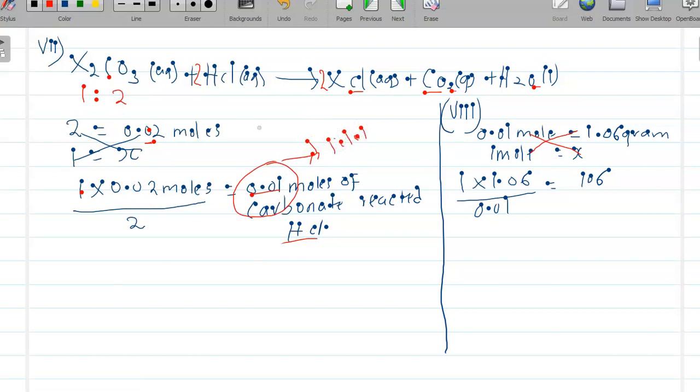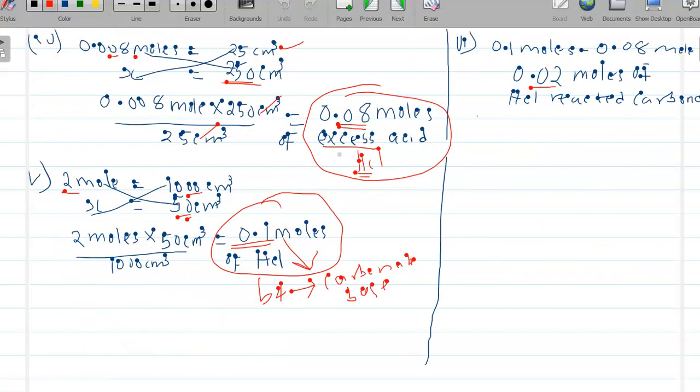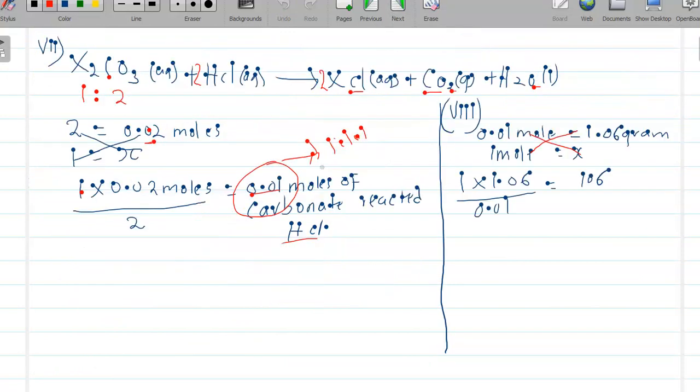The total mass of the carbonate, where is it? Let us look at the total mass of the carbonate. According to the start of the question, the mass of the carbonate was what? 1.06. Then this is what you do. This number of moles, which is 0.01, is equal to the mass, which is 1.06 gram. What about 1 mole? Where am I bringing this 1 mole from?